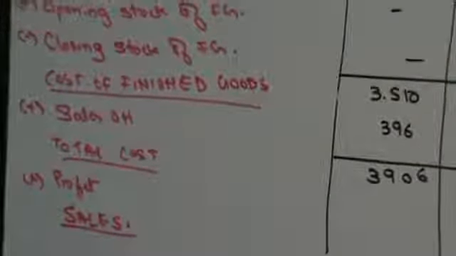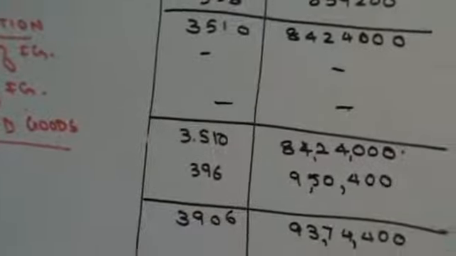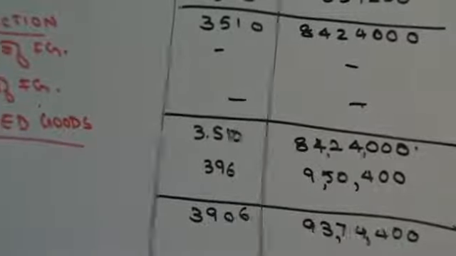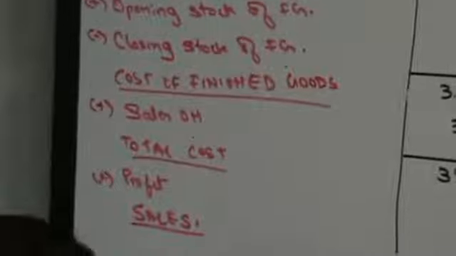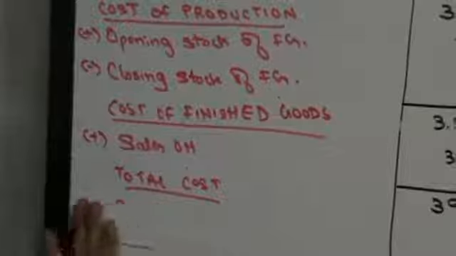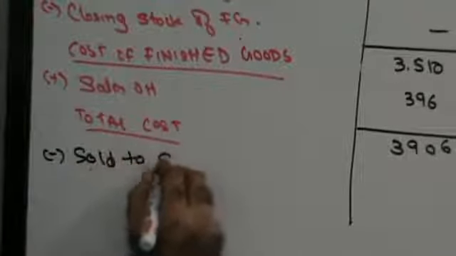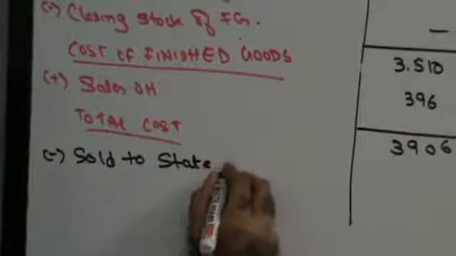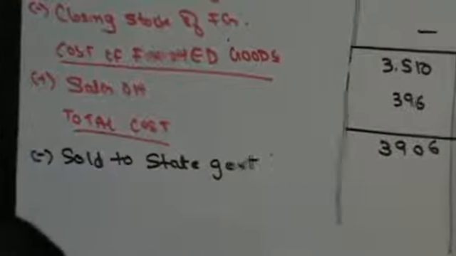Once you've done this, let's see the opening paragraph, guys. They've said the state government granted license to Sweet Sugar Limited to manufacture and sell sugar with a stipulation that 40% of the output should be sold to the state government. So here you will have to deduct: less, sold to state government.